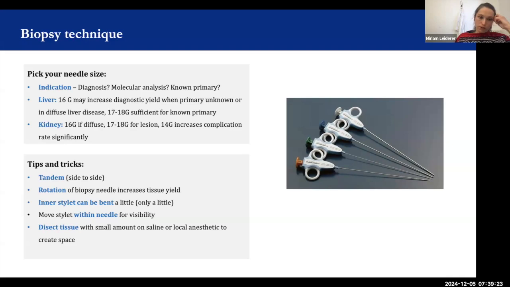If in ultrasound you're not sure if what you're seeing is really your biopsy needle, then move the stylet within the needle. That can help you. And sometimes it can be helpful to dissect tissue with a small amount of saline or local anesthetic to create some space, or to move other structures out of the way.